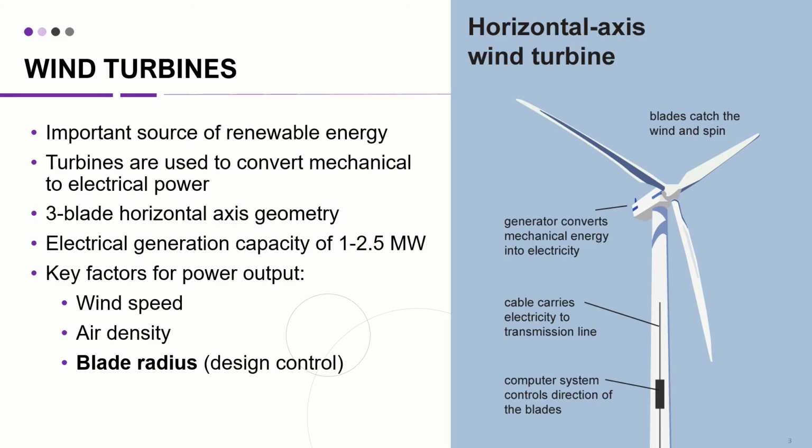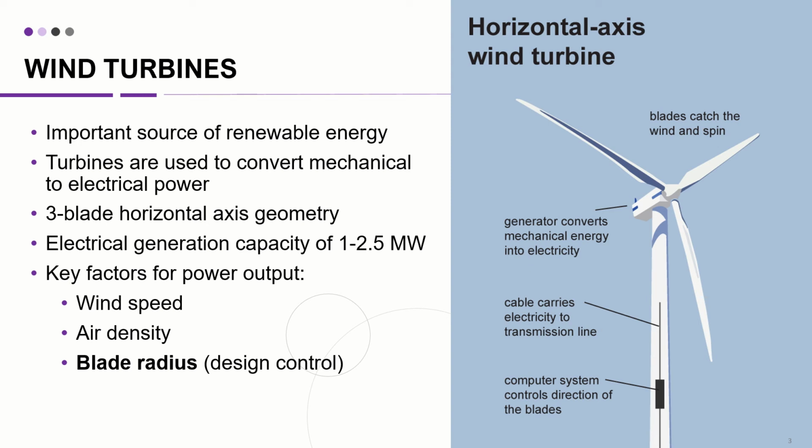Most commercial turbines are mounted on a horizontal axis with 3 blades. The electrical generation capacity ranges from 1 to 2.5 megawatts per turbine. The major mechanical components include the rotor blades, generator, and gearbox. The blades are mounted to a central shaft, which is connected to the gearbox and generator to convert the low-speed mechanical rotation into electricity. Power output is a function of the wind speed, air density, and blade radius.